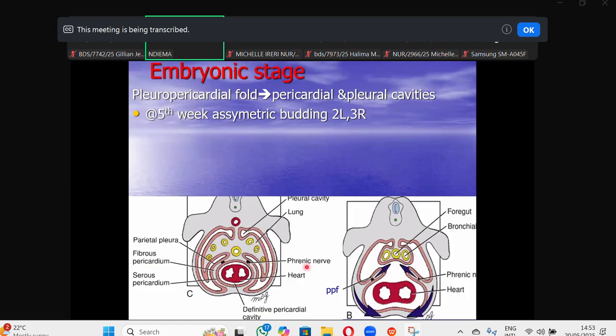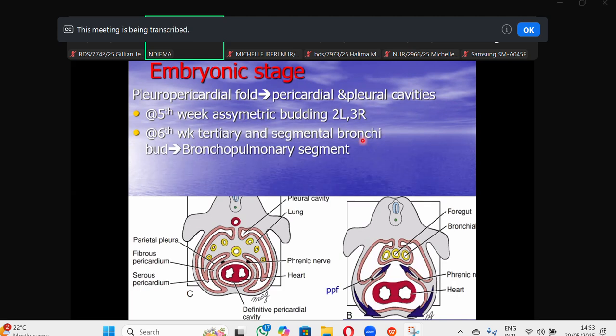By the 5th week, we have asymmetric division of this lung bud, where on the left we have 2 buds forming, and on the right we have 3 buds forming. So that on the left, the 2 buds will form 2 lobes, and on the right we have 3 lobes of the lung.